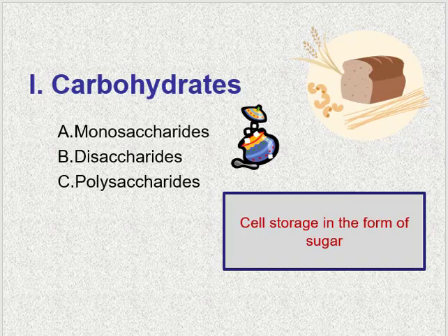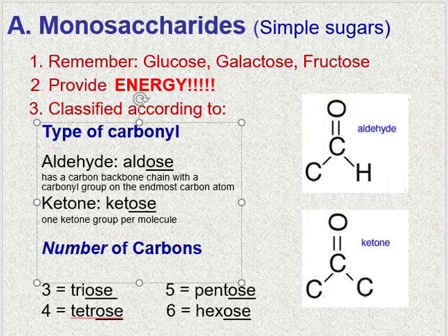Scientists will classify carbohydrates into 3 subtypes: monosaccharides, disaccharides, and polysaccharides. Monosaccharides are also known as simple sugars, the most common of which is glucose. Monosaccharides can be named by the number of carbons they have, which usually ranges from 3 to 7. If the monosaccharide has 3 carbons, it's called a triose. If it has 4 carbons, it's called a tetrose. If it has 5 carbons, it's called a pentose, and 6 carbons would be called a hexose.